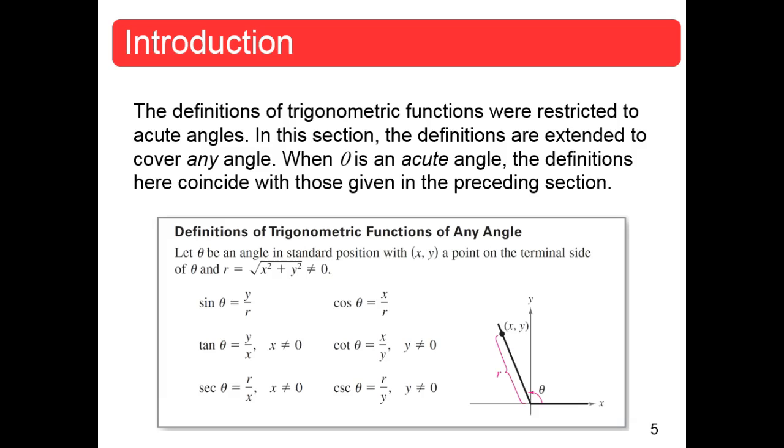Now, y is not equal to 0. Well, why didn't we say r can't be equal to 0? We said it for x's and y's. Why didn't we say it for r?